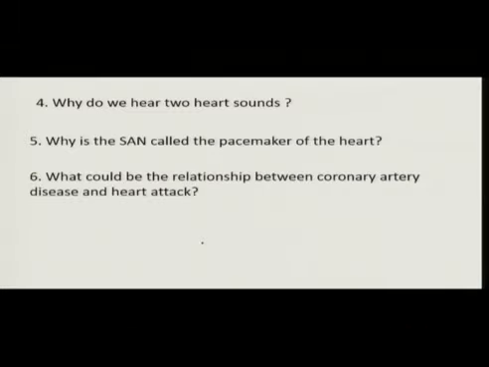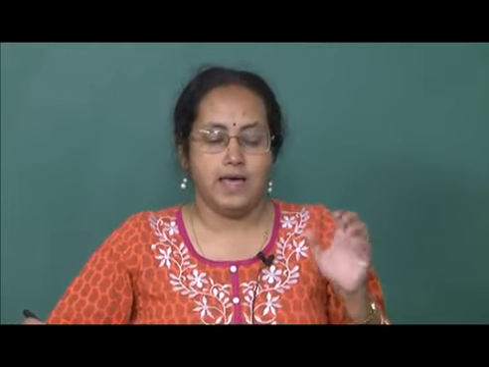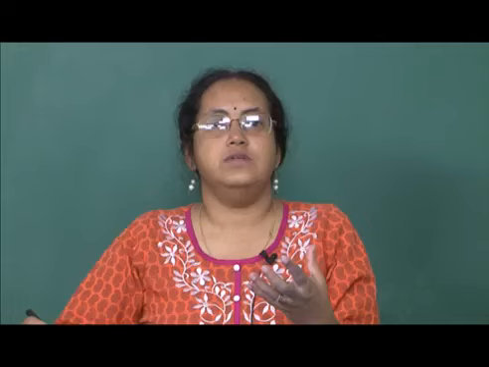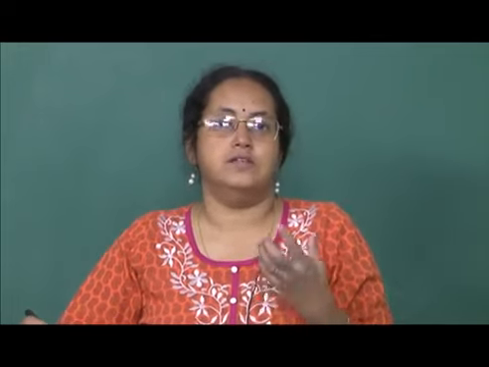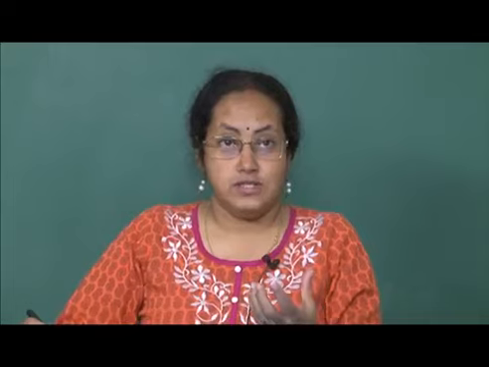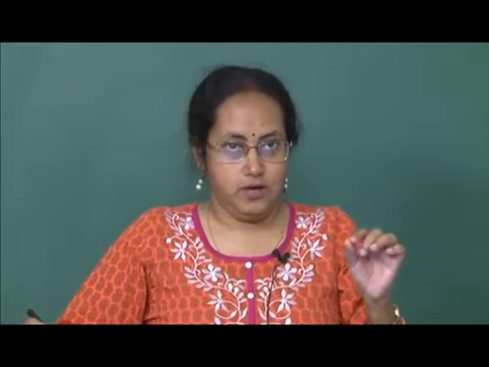Now, we will talk about the sixth question. What could be the relationship between coronary artery disease and a heart attack? If you remember in the last part of the lecture where I was talking about diseases of the circulatory system, I explained that there is something called coronary artery disease. The reason is that the heart muscle itself has to be supplied with oxygen. You can imagine it is constantly beating, so it needs a constant supply of oxygen for this muscle to contract, and this is supplied by what are known as coronary arteries, which are branches of the aorta which supply oxygenated blood to the heart muscle.